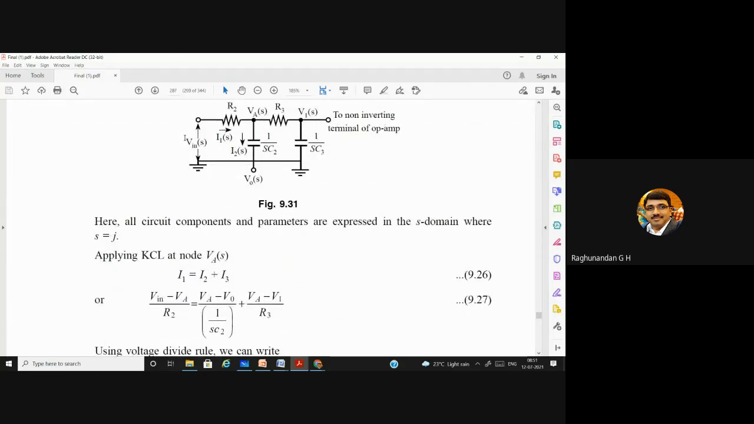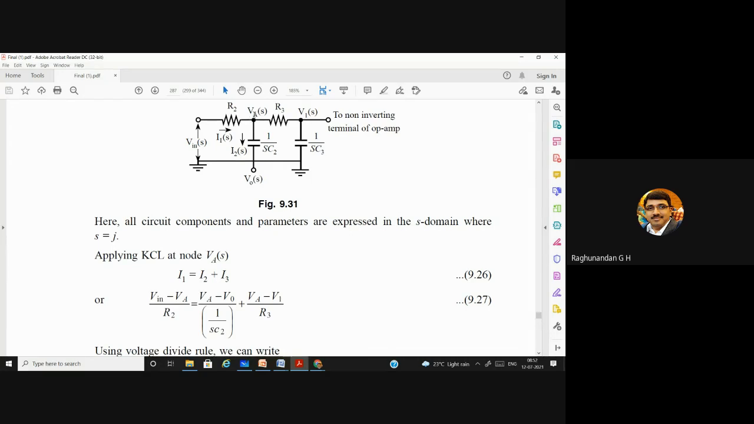This part of the circuit goes to the non-inverting terminal of the op amp. This is the filtering circuit where the RC components are connected and here we give the input. All the circuit components and parameters will be expressed in the S domain. So instead of J, which we were using earlier, here we will take S.